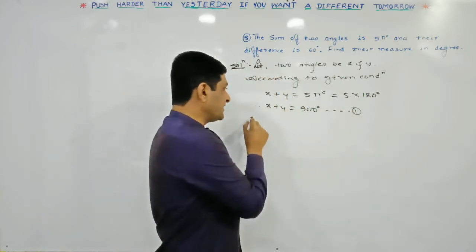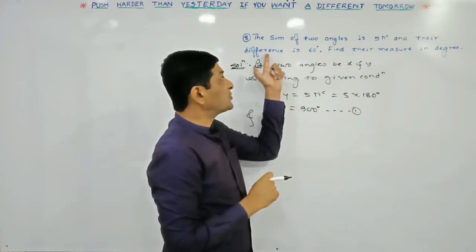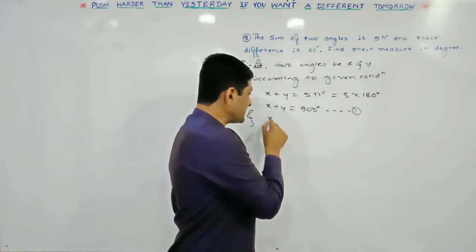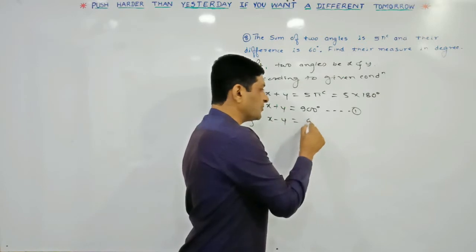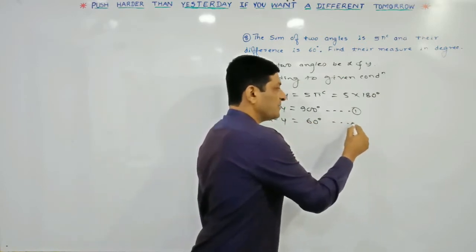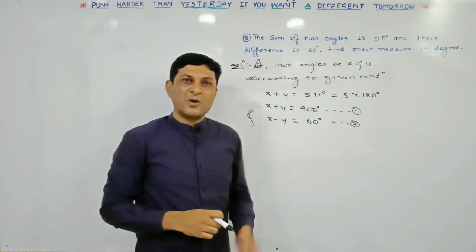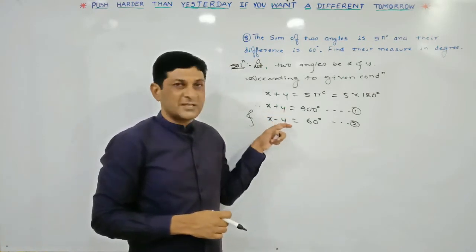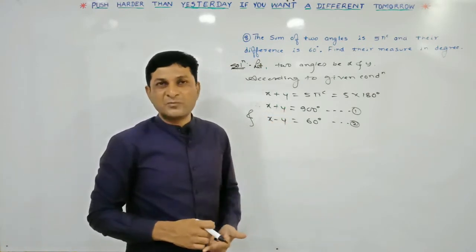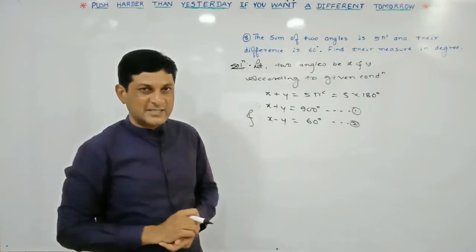And what is the second condition? The difference of these two angles is 60. Means x minus y will be equal to what? 60 degrees, denoted by equation number 2. From the given condition in the example, we have got two equations in terms of x and y. Solving these equations, we will get our required values x and y.